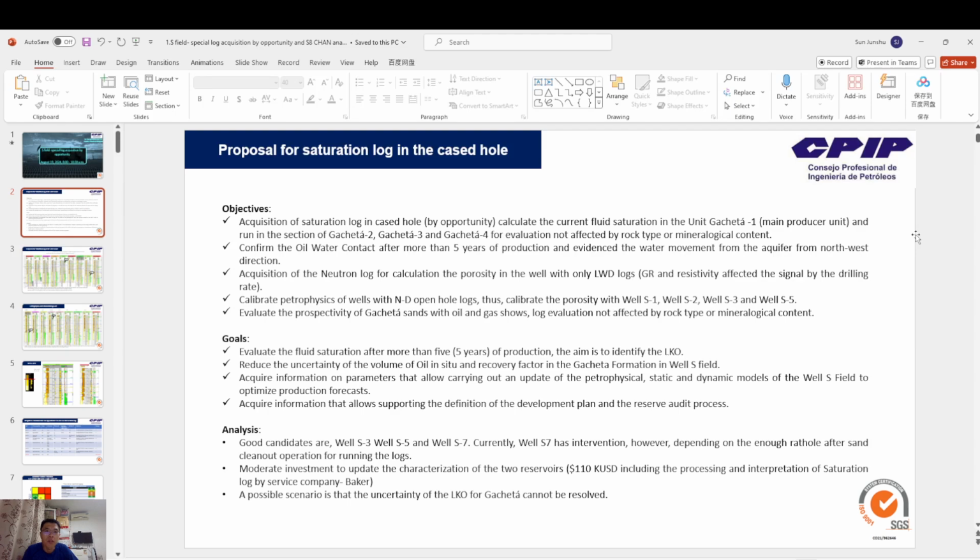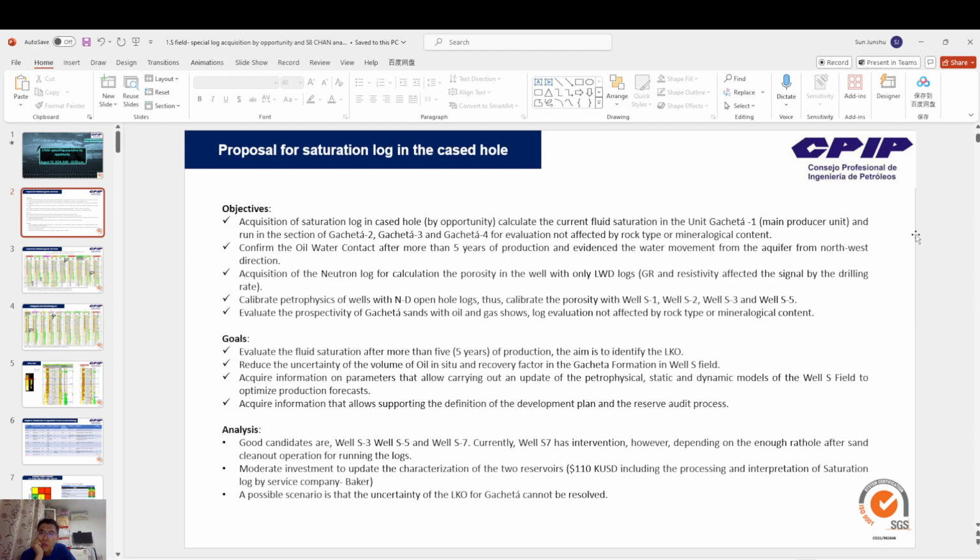Calculate the current field saturation in the unit Gajita 1, which is the main producer unit, and run in the section of Gajita 2, Gajita 3, and Gajita 4 for evaluation not affected by rock type or mineralogical content. 2. Confirm the oil-water contact after more than 5 years of production and evidence the water movement from the aquifer from a northwest direction.